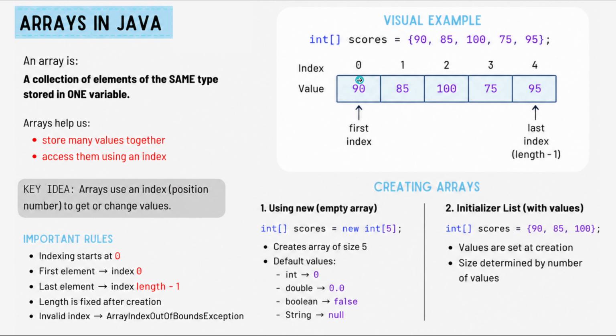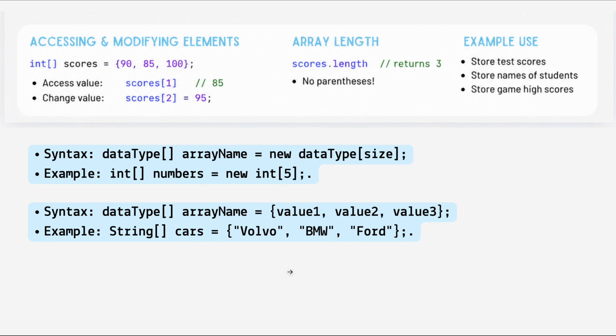So there would be a table from 90 to 95, and the index values would go 0, 1, 2, 3, and 4. If we create an empty array, like int[] scores = new int, and we don't know the values, then by default, if it was an int, it would have 0, double 0.0, boolean false, and a string would be null. Here is what I was just talking about: data type, array name, new data type size; data type, array name, values.